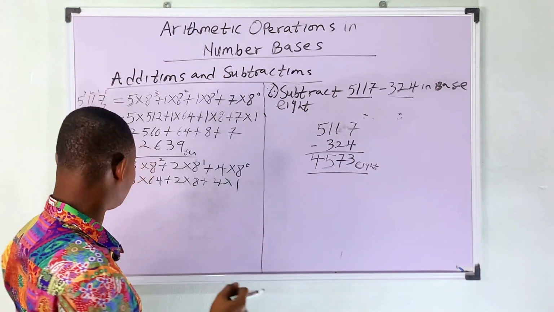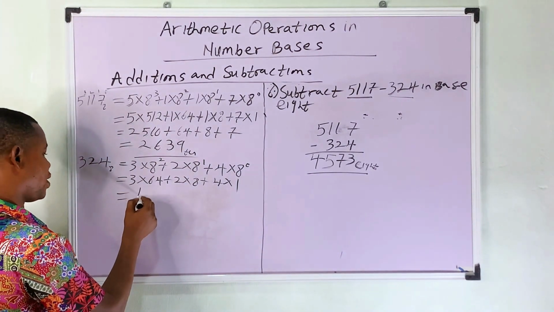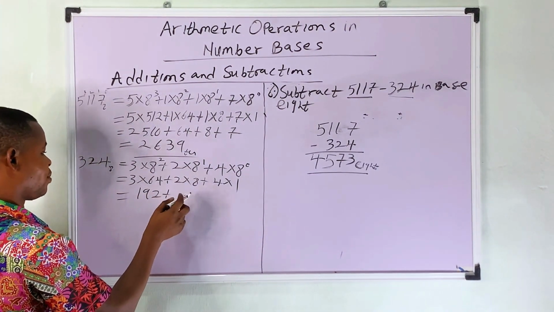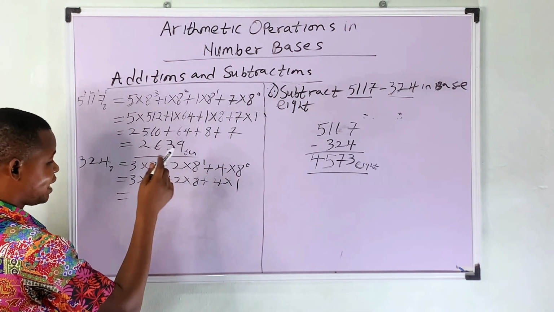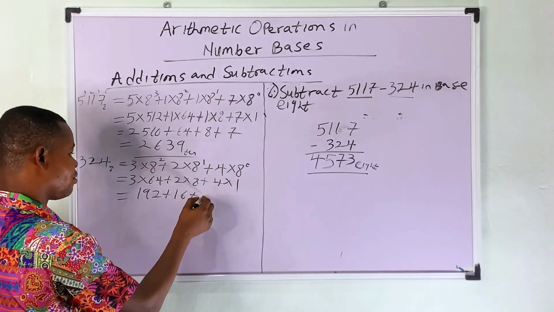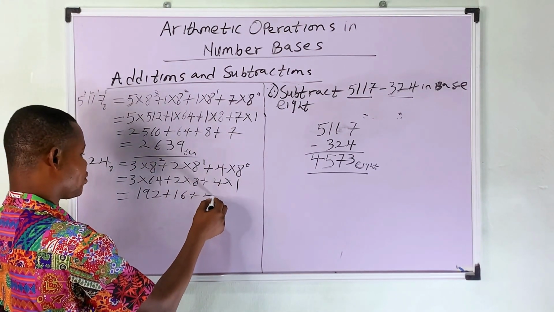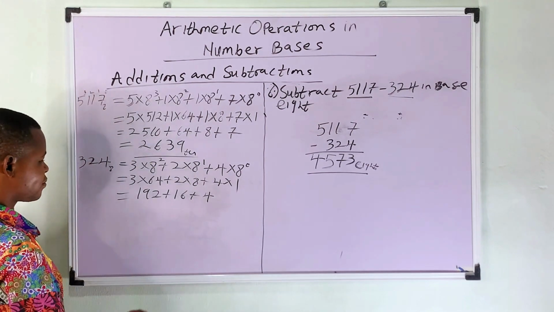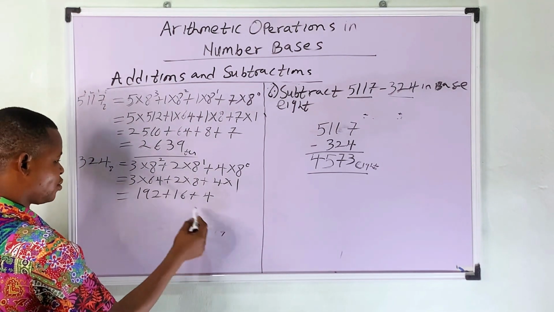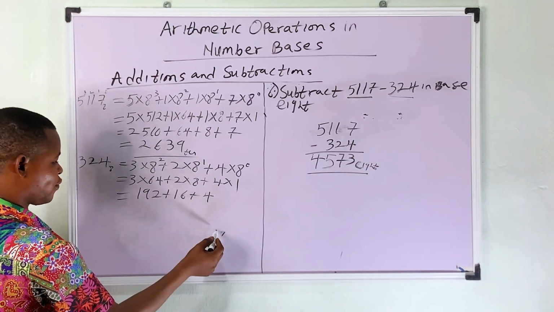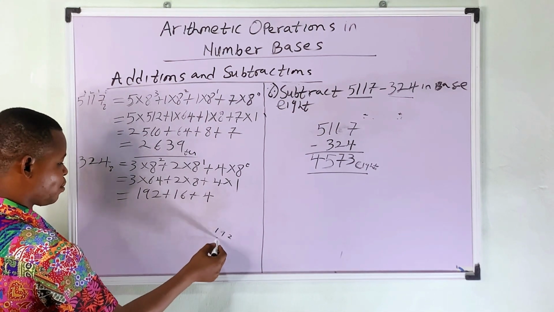64 times 3 is going to give us 192. Then plus 2 times 8 will give us 16. Then plus 4 times 1 will give us 4. Let's say 192. 16 plus 4 will give us 20. 192 plus 20.